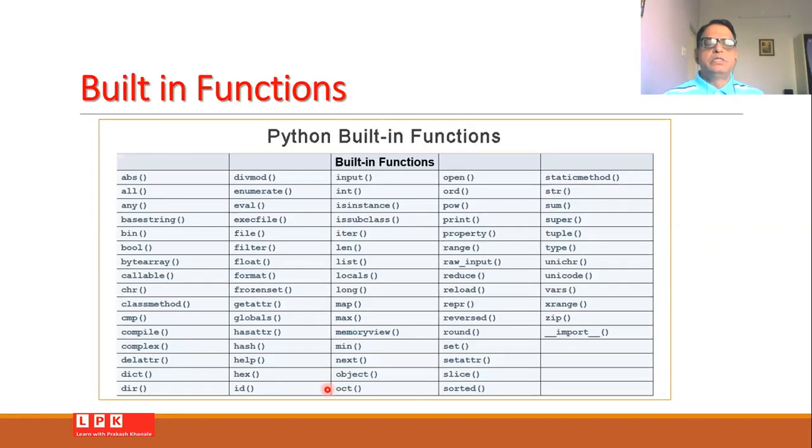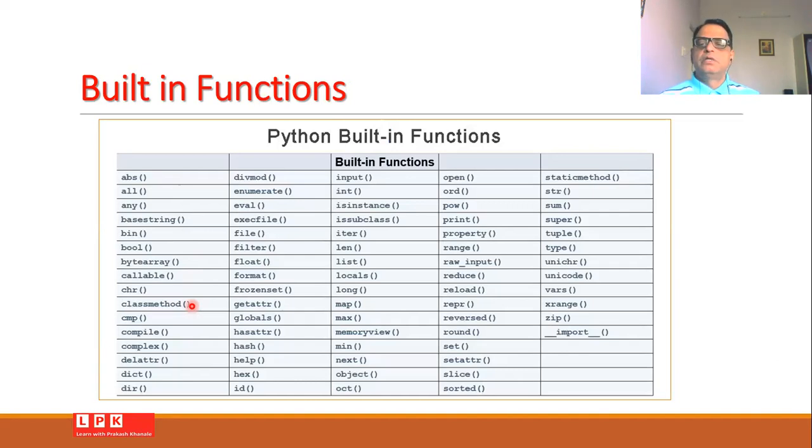These are the standard built-in functions which are available in Python. You will find functions such as abs, all, any, bin, bool, chr, classmethod, compare, compile, complex. So many functions are there.